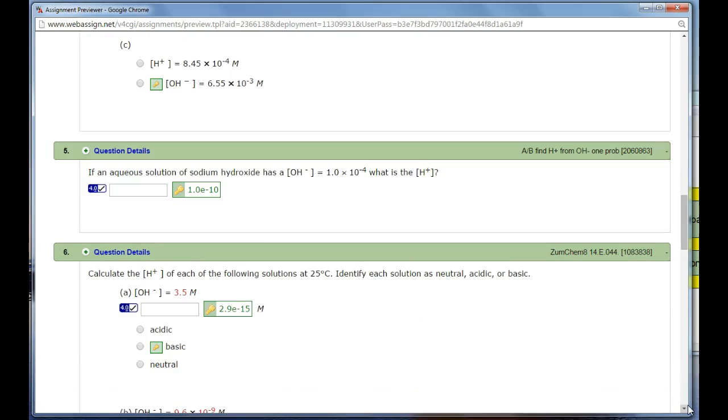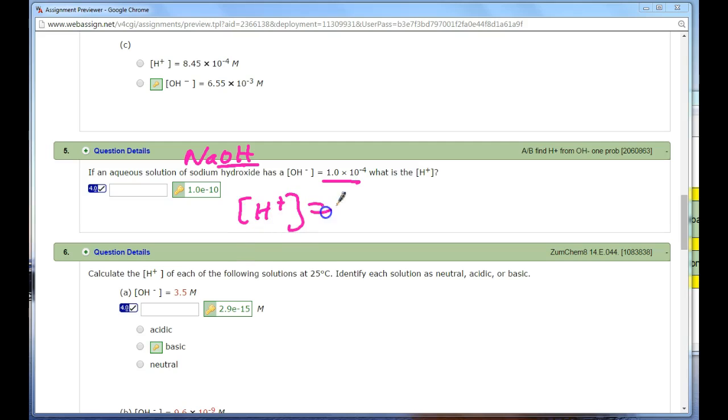Number 6, in an aqueous solution of sodium hydroxide, and so sodium hydroxide is NaOH, we're talking basic here, has an OH concentration of 1.00e minus 4. What is the H plus? So H plus is just going to be 1e minus 14 divided by that number, 1.00e minus 4.